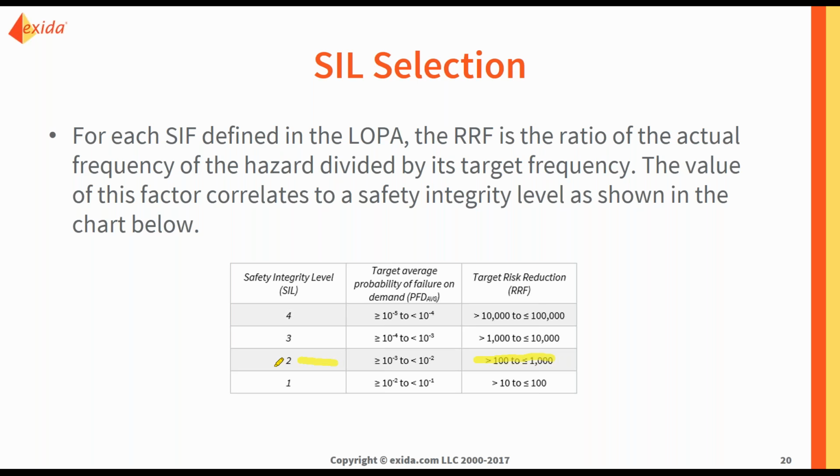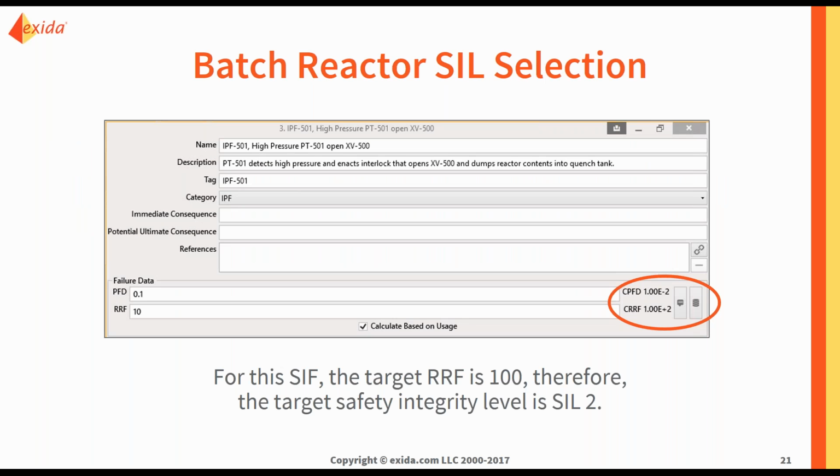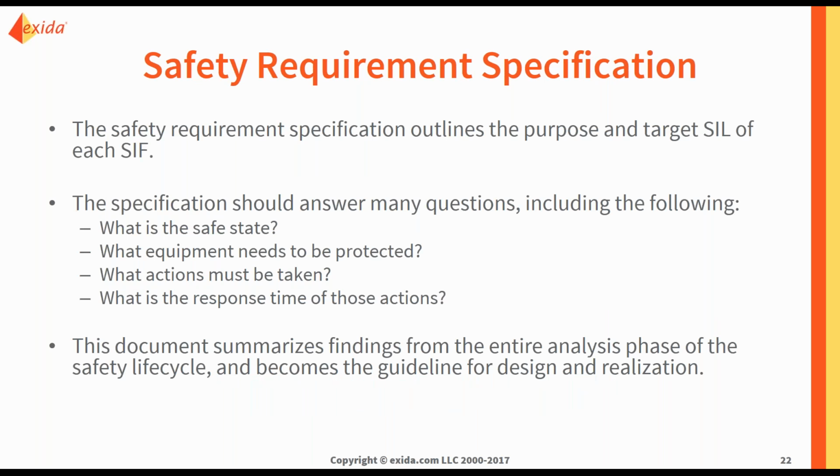So as I said, if you were to open the detail on the IPF in the LOPA tool, you would see this. This PFD has been calculated, as has this risk reduction factor. In this case, the risk reduction factor is 100, and therefore the target safety integrity level is SIL 2. Now we can take this information and we can write a safety requirement specification.